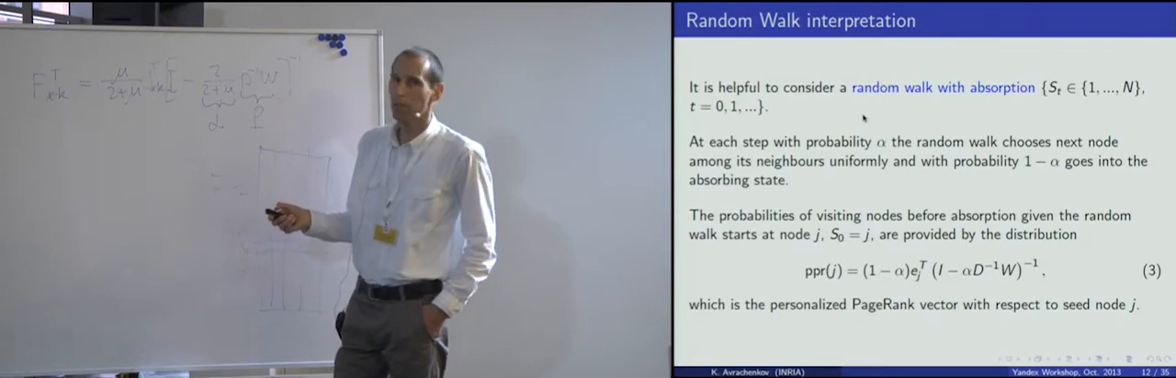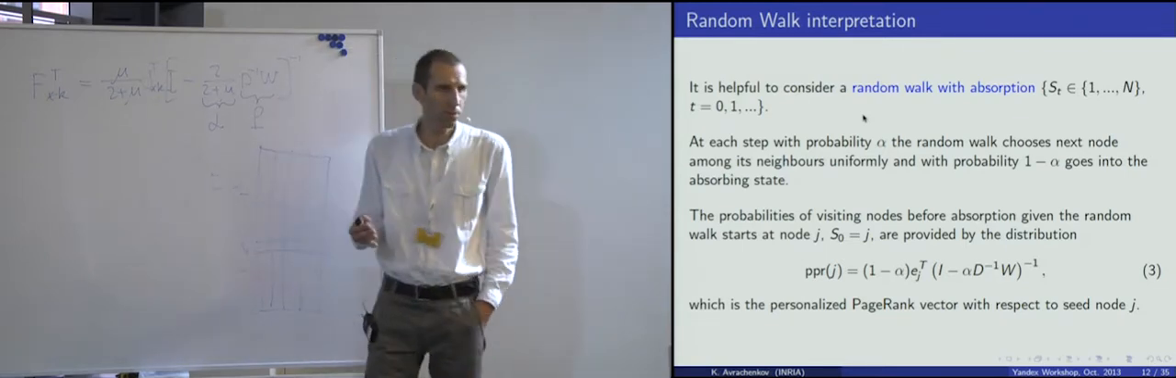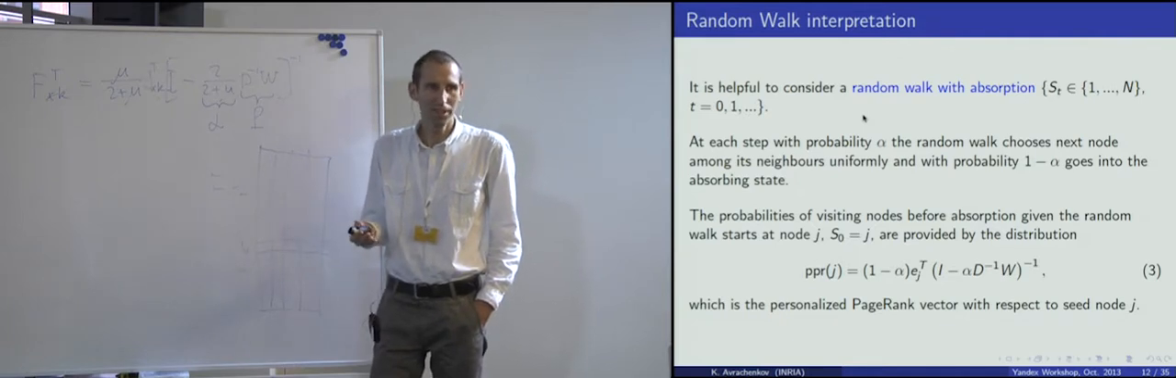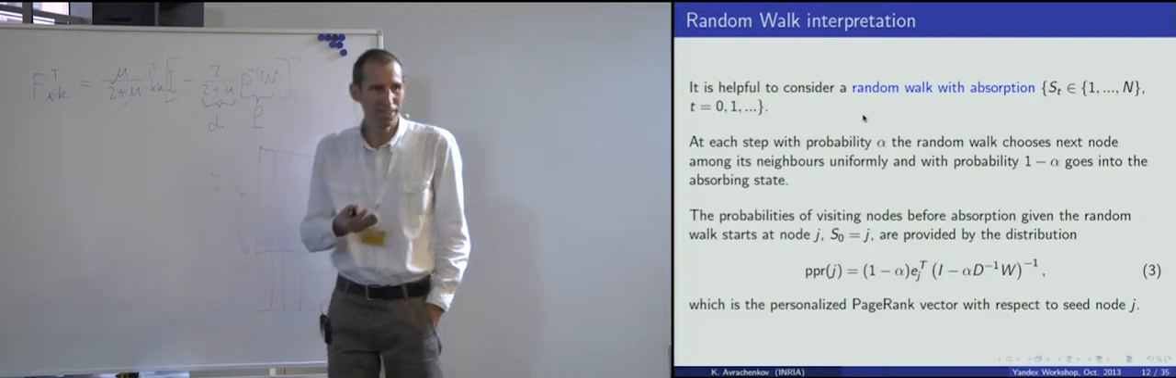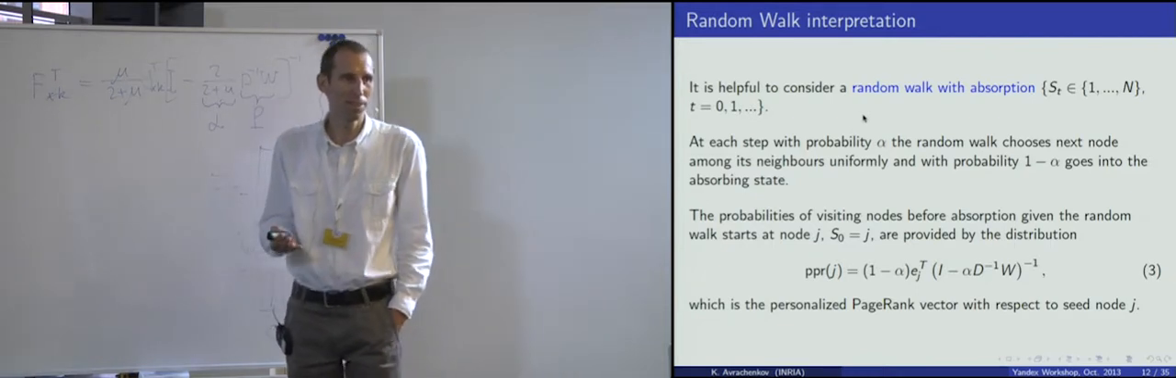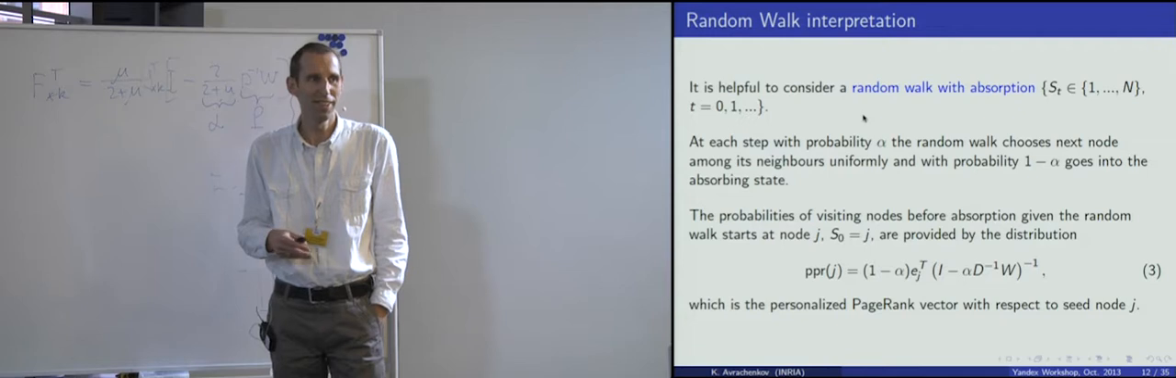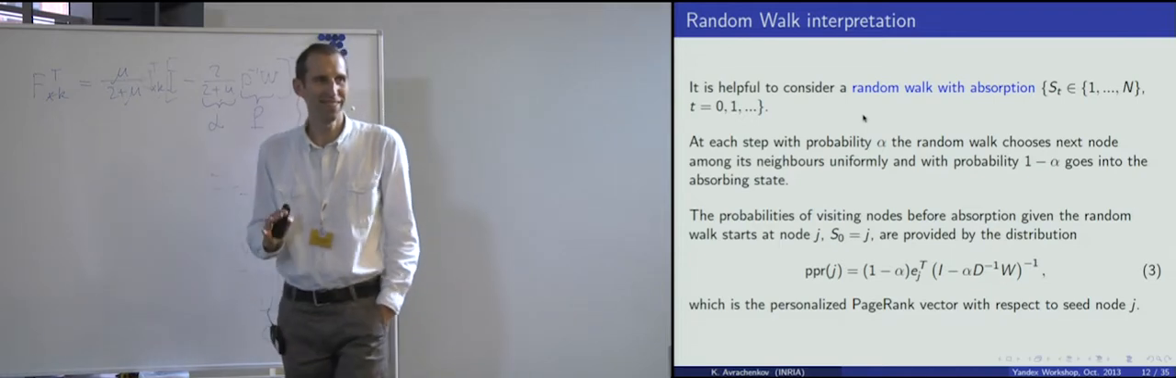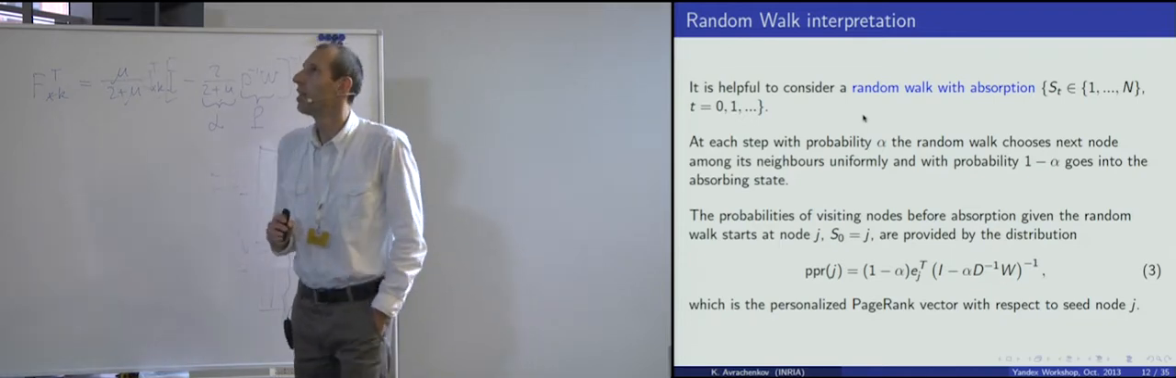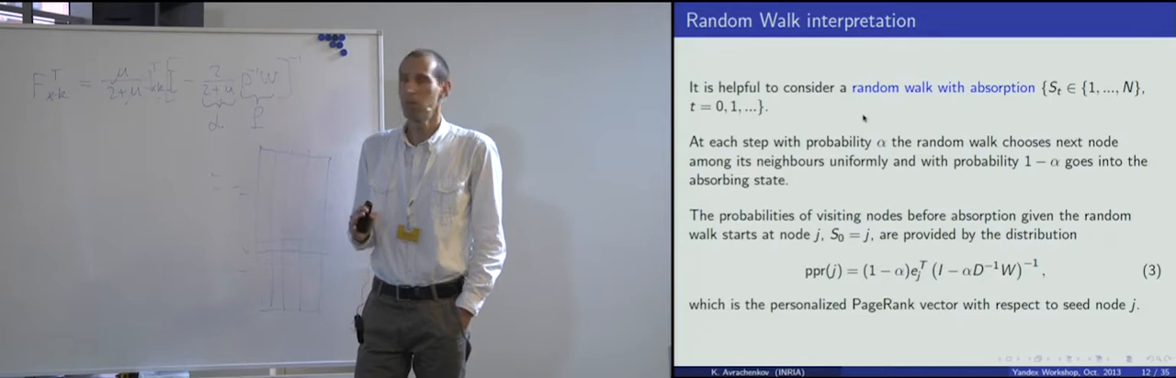What is very helpful in the analysis of these methods, and of course also in the analysis of PageRank, is a random walk interpretation. Jennifer told about this interpretation already this morning, but I remind this because my talk is also based on this, so it's important to understand this interpretation. So we consider random walk with absorption.